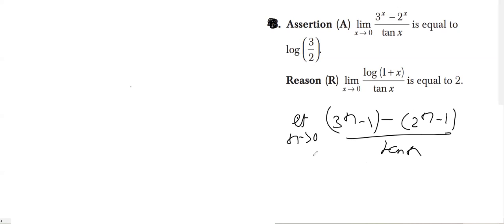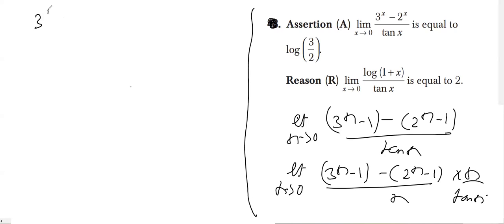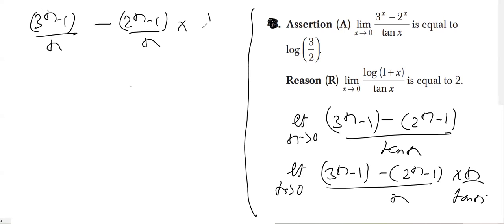After that, what we need to do is to divide and multiply. So let's say limit x tending to 0, I can write this as (3 raised to the power x minus 1 minus 2 raised to the power x minus 1), that divided by x, and we can multiply it by x as well. So we are getting this. Now splitting this, the first term can be written as 3 raised to the power x minus 1 over x, and this is 2 raised to the power x minus 1 over x. And I can write this as 1 over tan x by x.